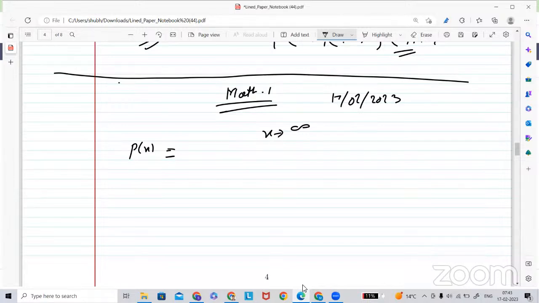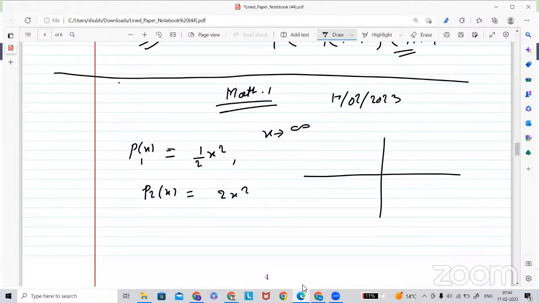Also, suppose you have a simple graph, x square. If you think about 1 by 2 x square, and if you think about 2x square, what is different in these two polynomials? Suppose this is p1 and the second one is p2. What is different in those two polynomials? The coefficient of x square. Okay, what is the difference in the graph of the polynomial?